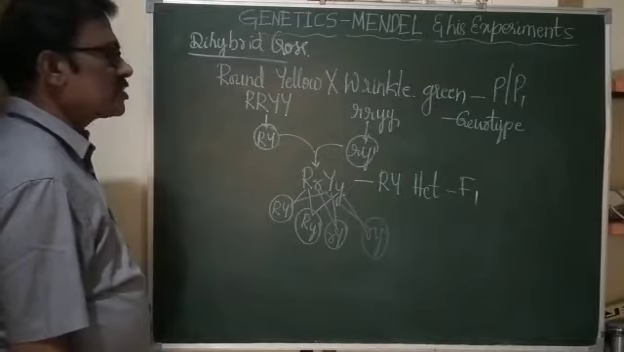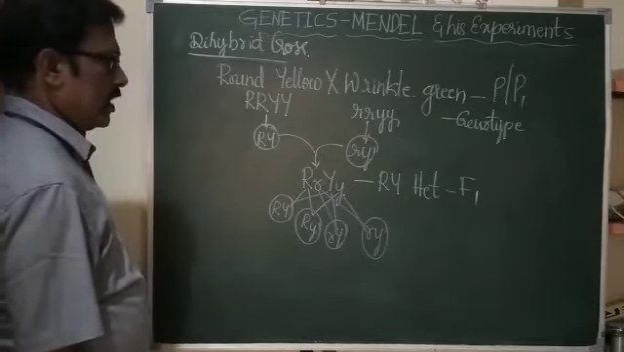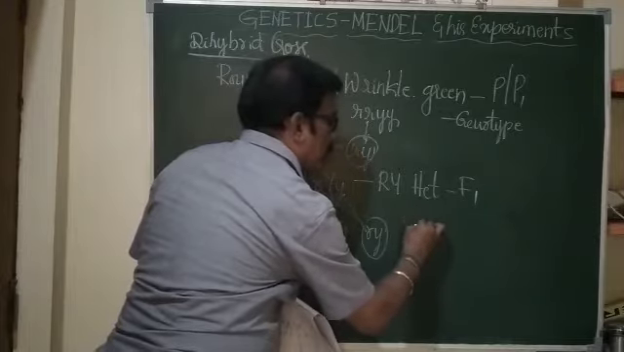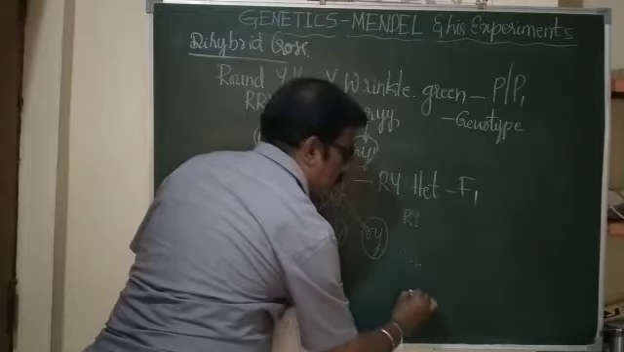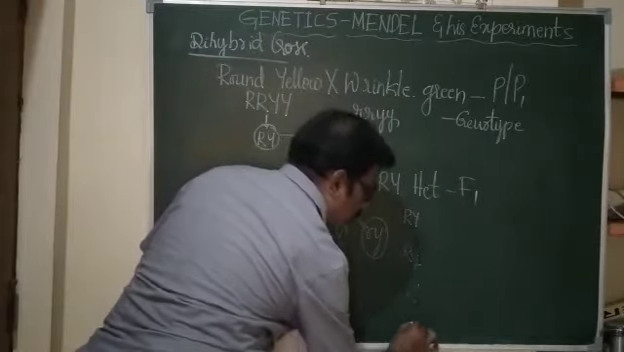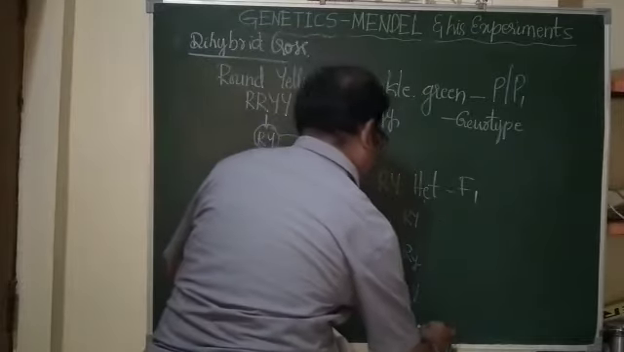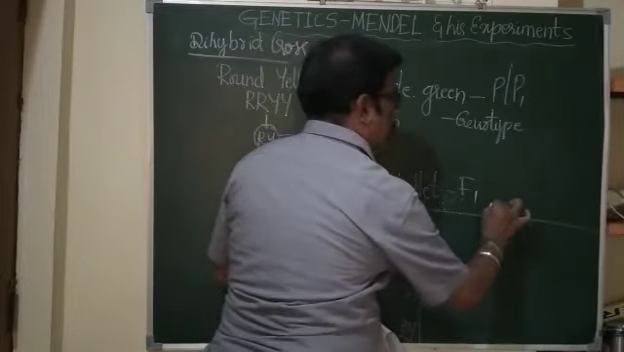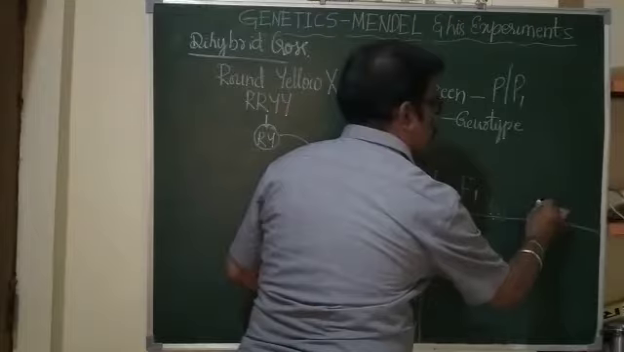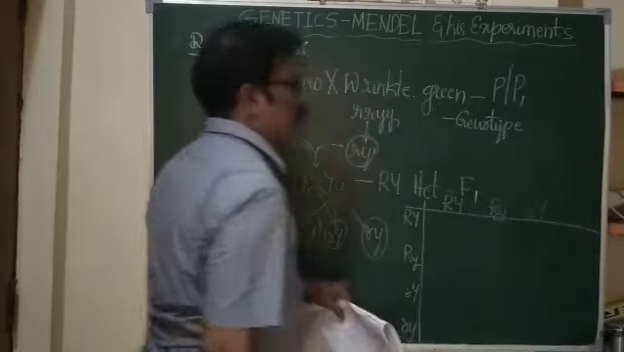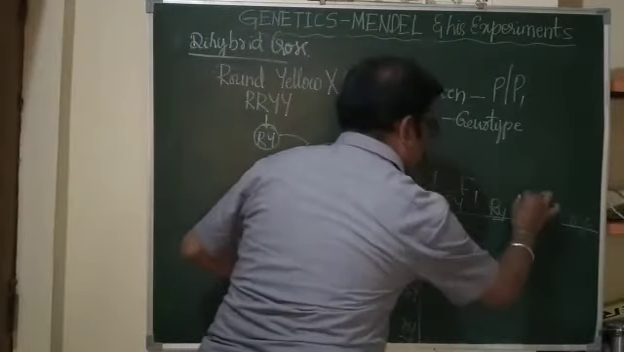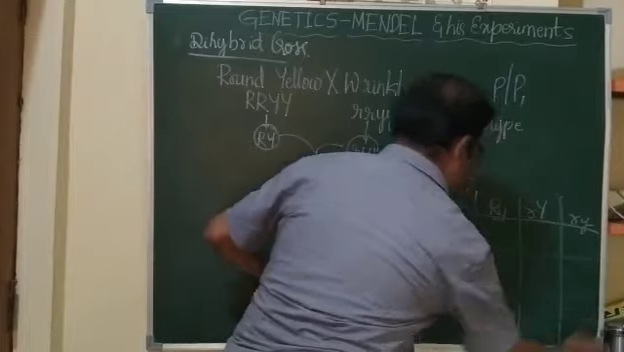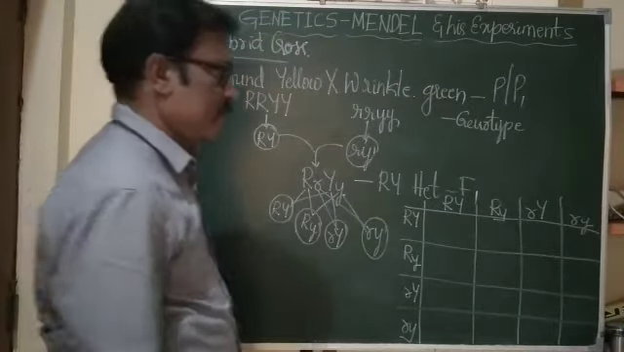So by putting these things in the checkerboard as male and female gametes like this for F2 generation: capital R, capital Y, capital R, small y, small r, capital Y, small r, small y on one side, and on the other side the same. So we will get 16 combinations. We will get 16 combinations in this way.